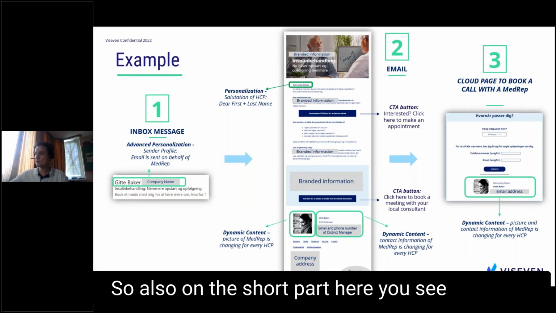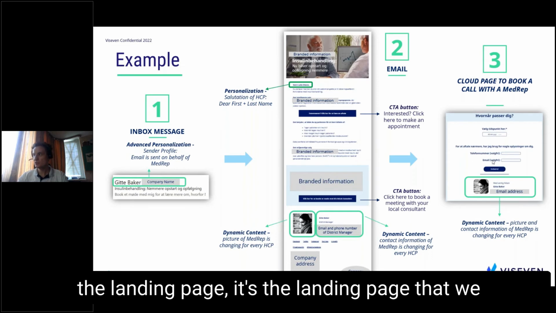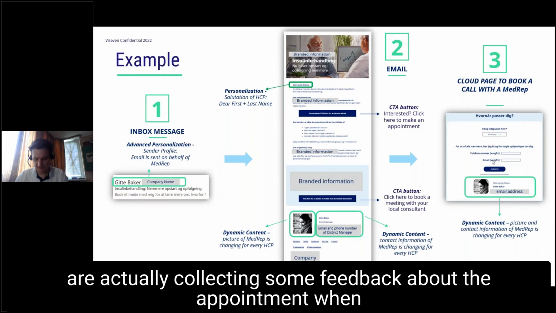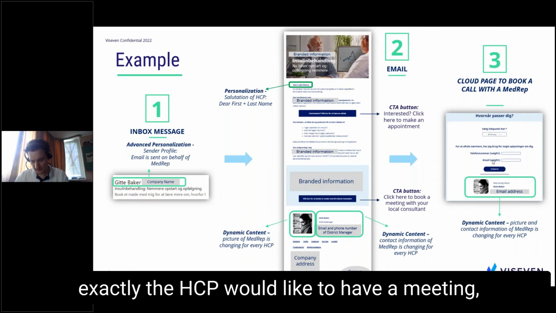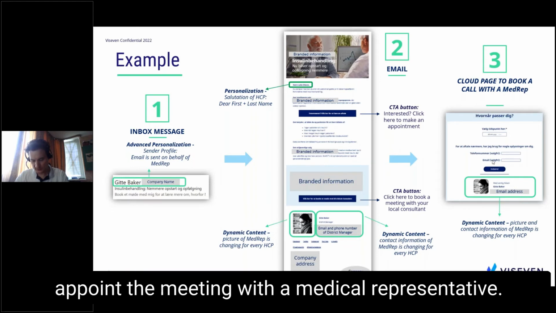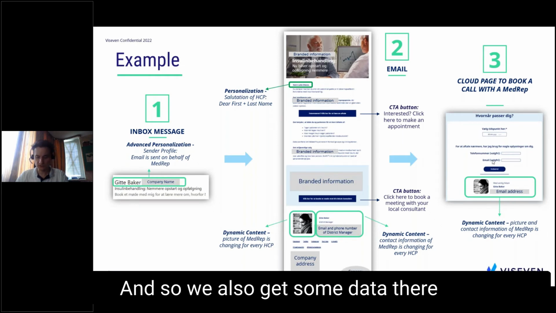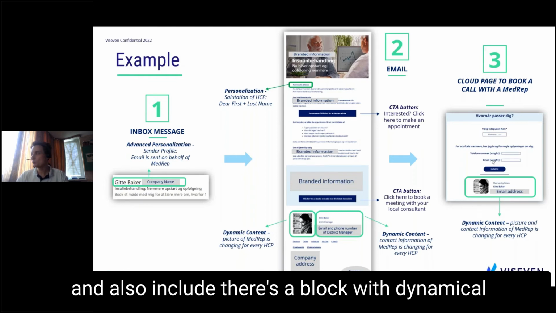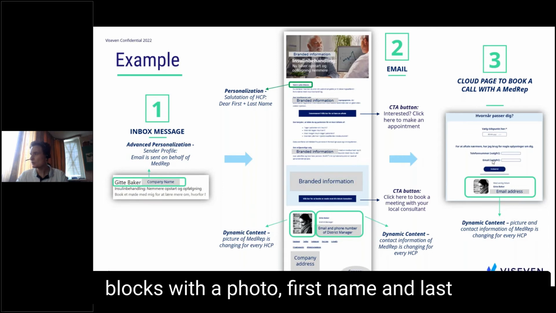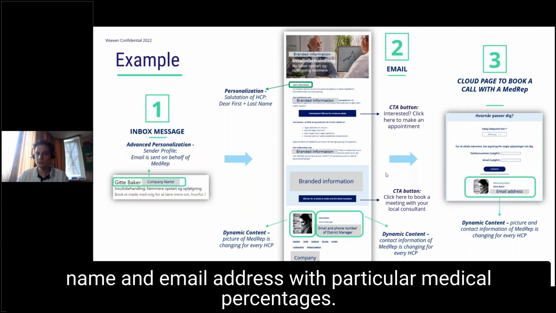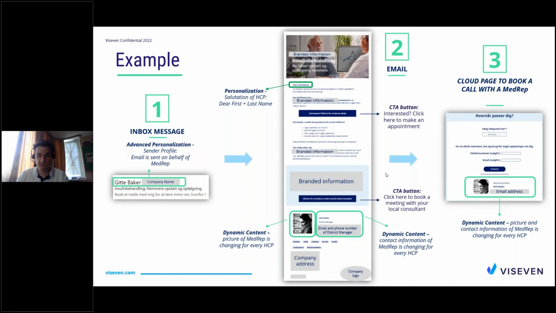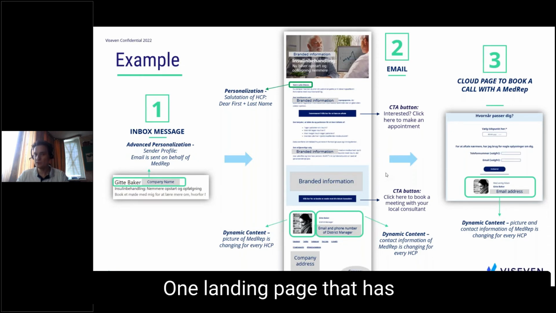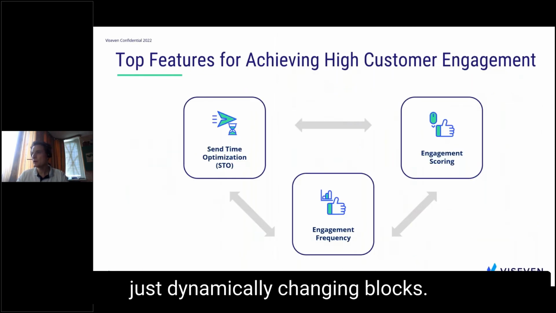Also, on the shown part here, you see the landing page. It's the landing page where we are collecting some feedback about the appointment, so when exactly the HCP would like to have a meeting with a medical representative. We also gather data here, and there's a dynamic block with a photo, first name, last name, and email address of the particular medical representative. One landing page that just has dynamically changing blocks.